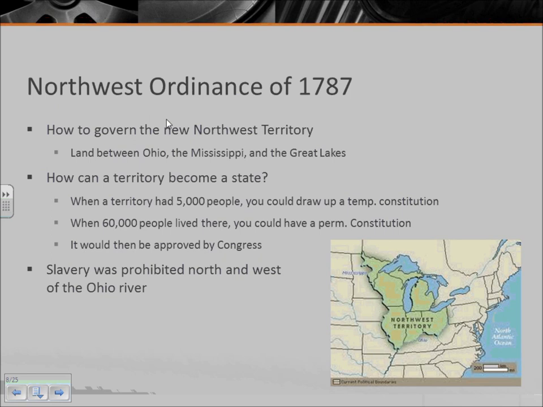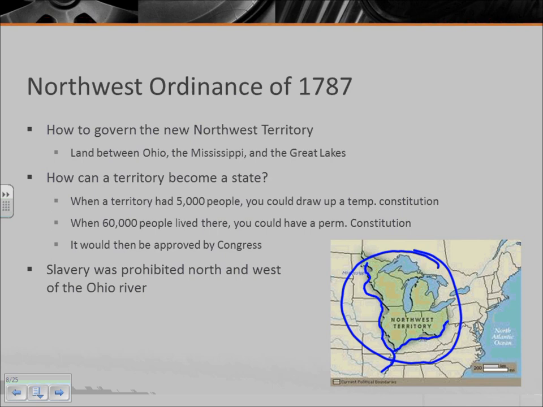Now, it set up essentially how to govern the new Northwest Territory, as in the map down here. The land between the Ohio, the Mississippi, and the Great Lakes is what we're looking at right here. So we've got the Great Lakes up here, the Mississippi River running up the coast, and the Ohio River running down here. These are the lands highlighted in green.